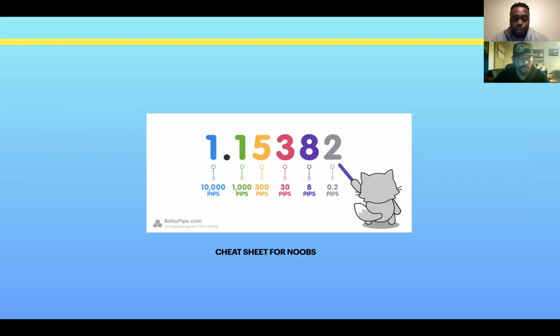Here's a cheat sheet for you noobs. All right. So as you can see, this is quoted to 5 decimal spots. And it's telling you the pip count, how many pips or full pips is going on. The 5th decimal spot is the pipette. It's a fraction, a tenth of a pip, right? So it's 0.2. Then you've got the 8, the 4th decimal spot, which is the actual single count pip. The 3 would be your tens of the pip count. The 5 is your hundreds of the pip count. And the 1 is your thousands of the pip count. And you all see how that goes.